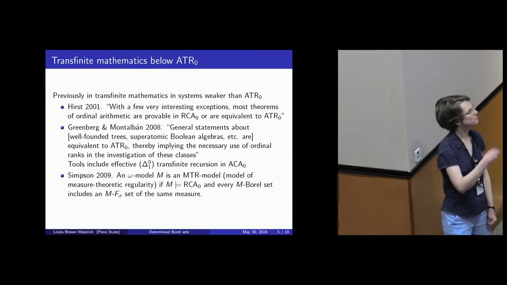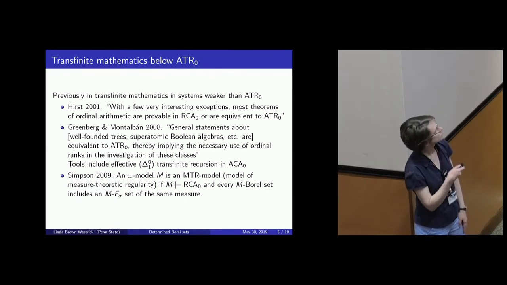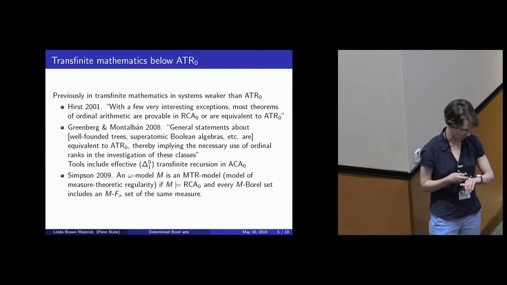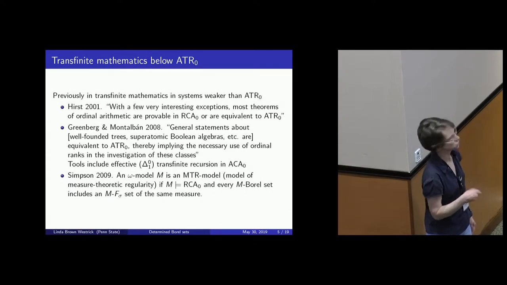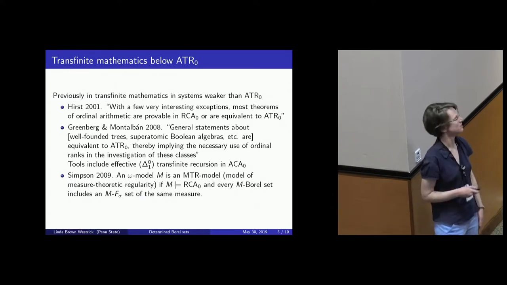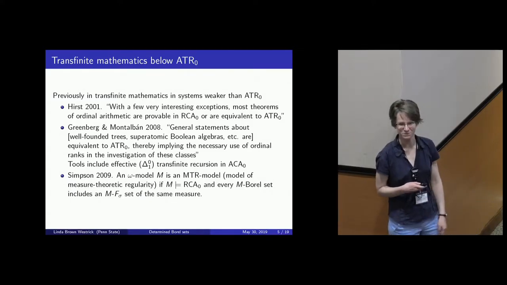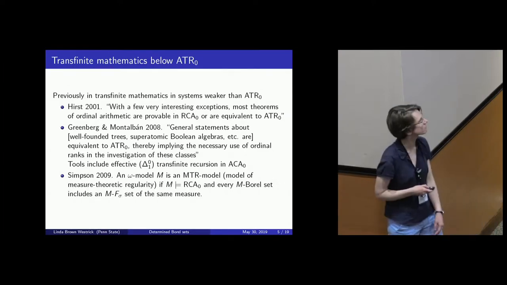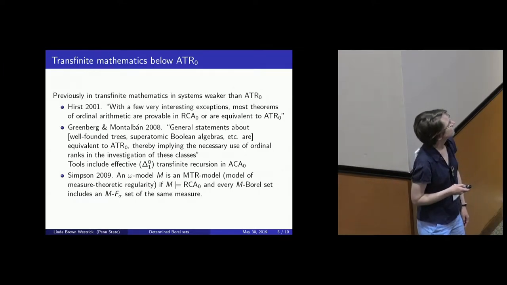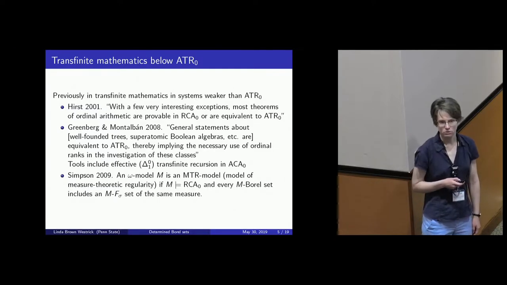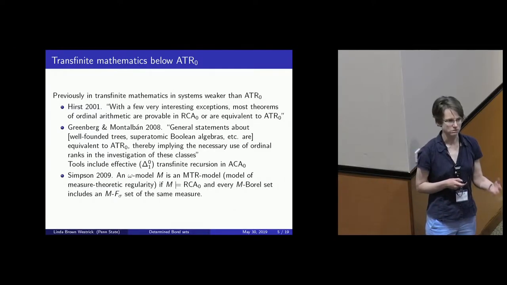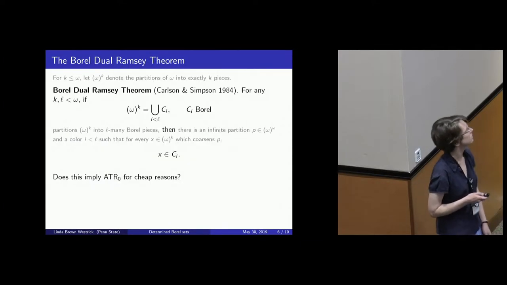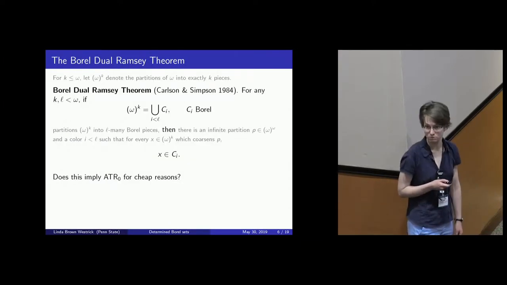So maybe there's some interest in knowing what happens below ATR. This list is not exhaustive by any means, but it's just what I found looking around at people looking at this kind of thing without assuming ATR at the outset. We actually ran into this issue of wanting to consider Borel sets without ATR through a different direction, which was through studying the Borel dual Ramsey theorem.